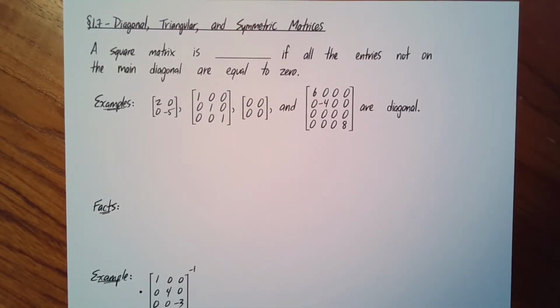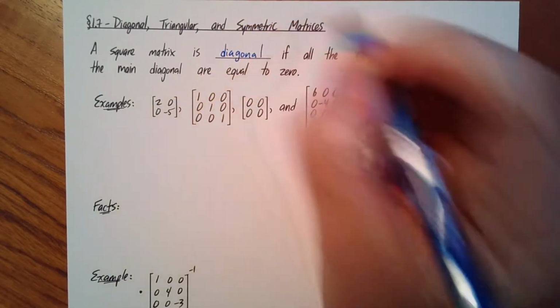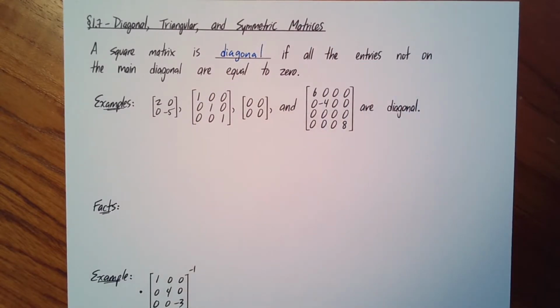So a square matrix is diagonal. Here's a new term. If all of the entries not on the main diagonal are equal to 0. So, in other words, if you have a matrix, it's diagonal if it satisfies the following property. If it has any entries that are not equal to 0, they had better be on the main diagonal. Think of it that way.